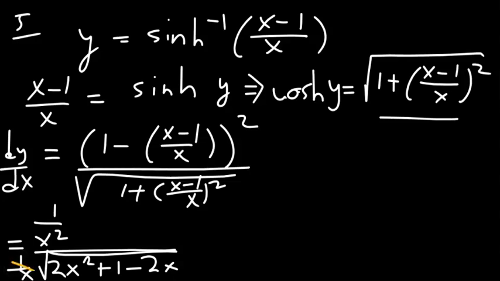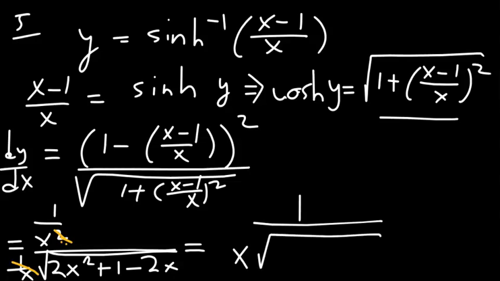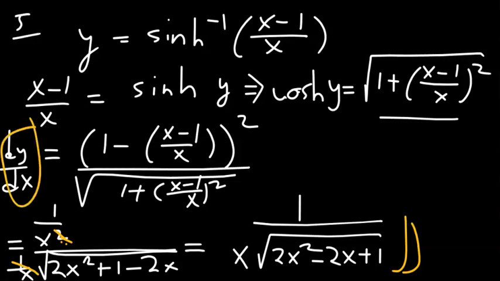So this 1 over x will cancel one of the 1 over x from the top, and your final answer will simply become 1 over x square root of 2x squared minus 2x plus 1. And that is the final answer for the dy/dx, where y is given by that expression.